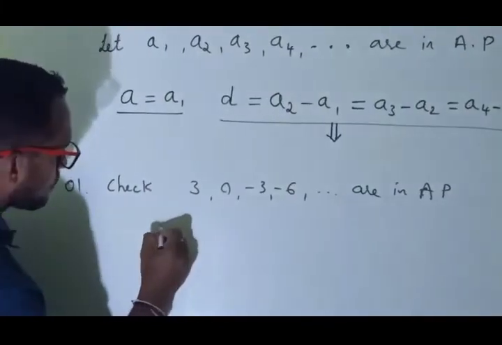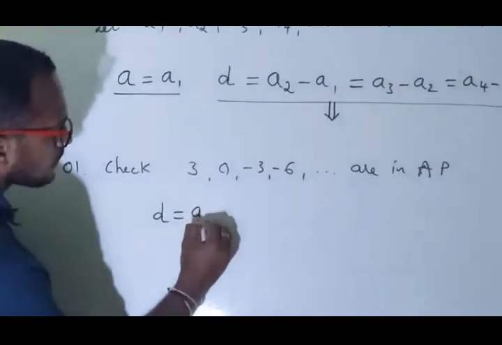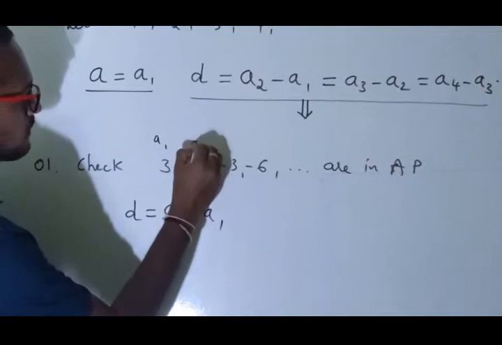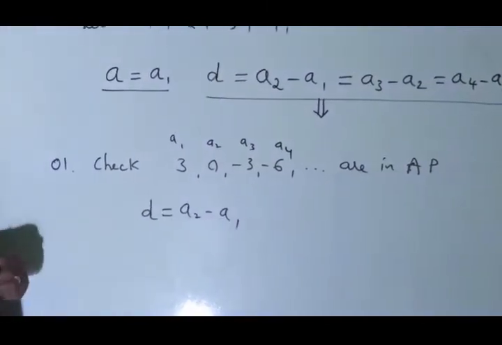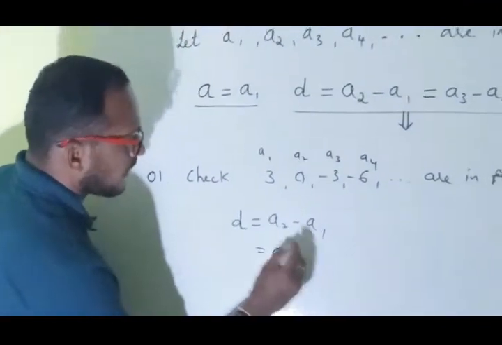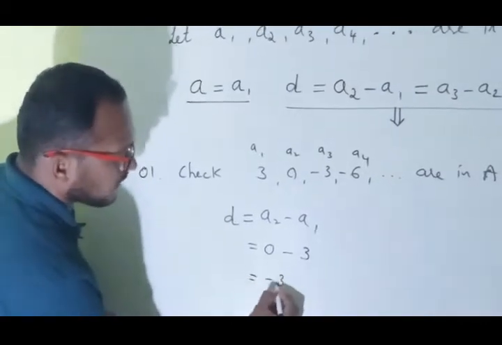Let's do it. So first, I'll find the first common difference. D is equal to A2 minus A1. You can say this is the first term, A1, A2, A3, A4. So D is equal to A2 minus A1. Now you just take A2. A2 is 0 here, minus A1 is 3. 0 minus 3 is just minus 3.